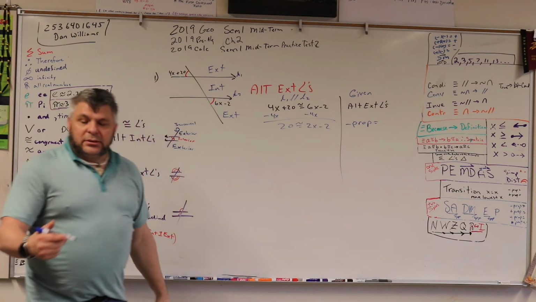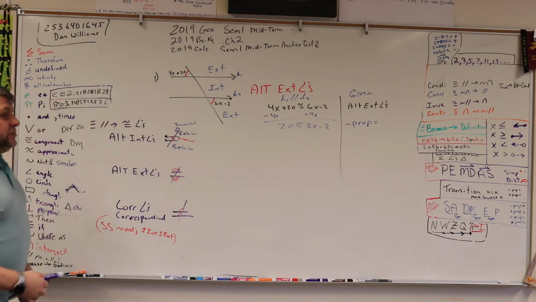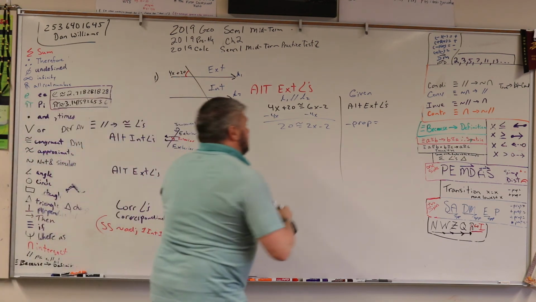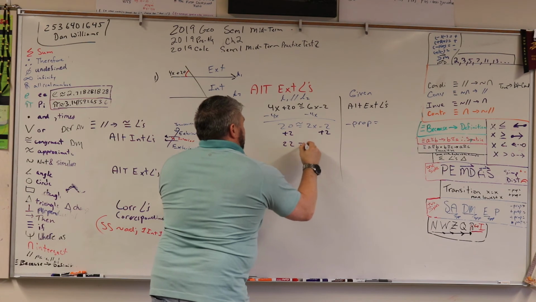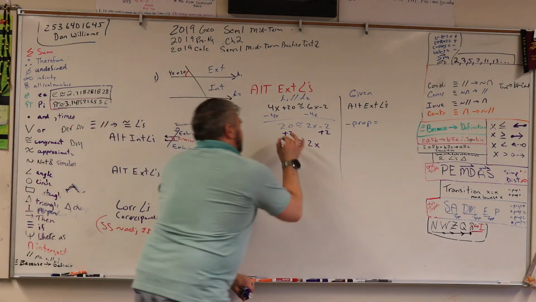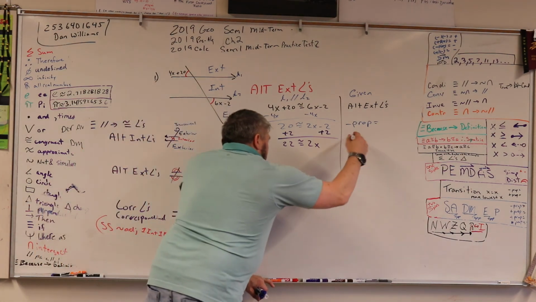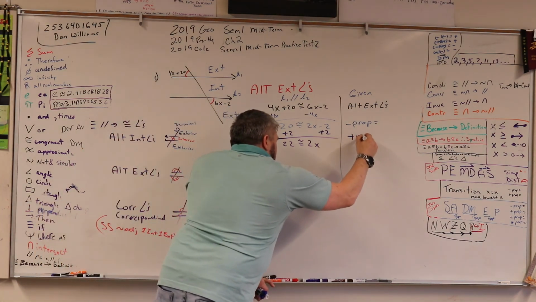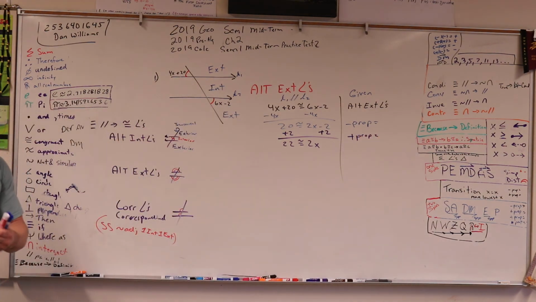Take away the 2. You gotta move that too, right? Get the x alone. So add 2. I get 22 is congruent to 2x. What's that called when we add 2 to both sides? Addition property of equality. Good, next.